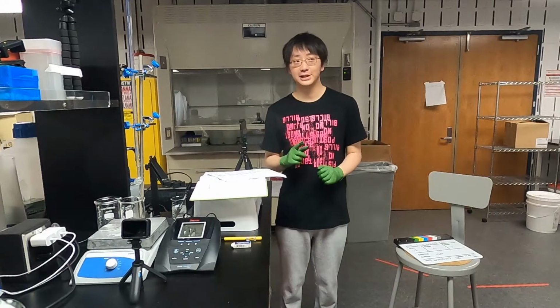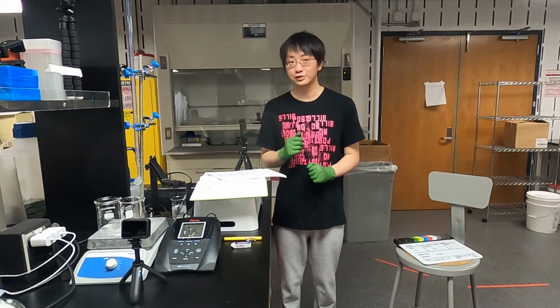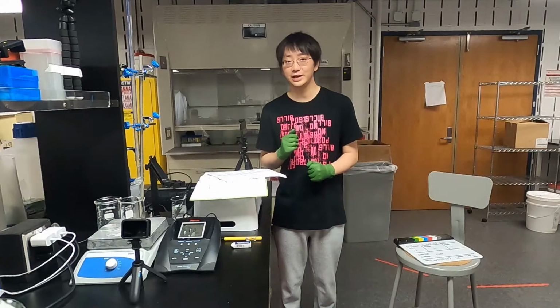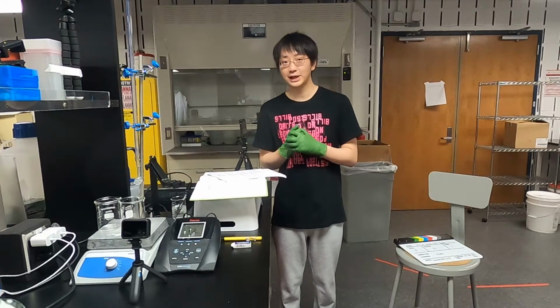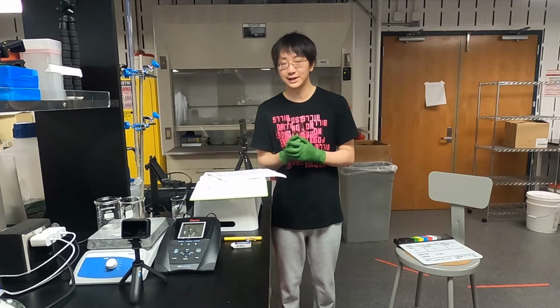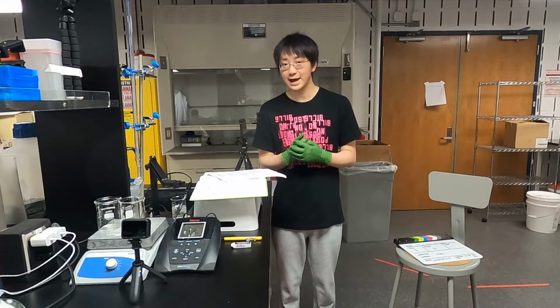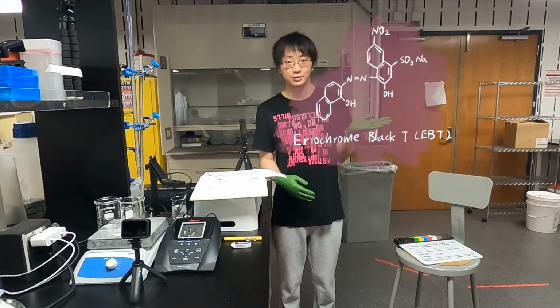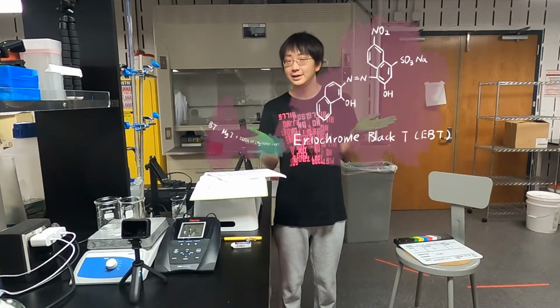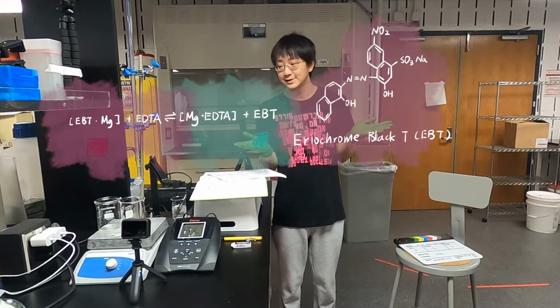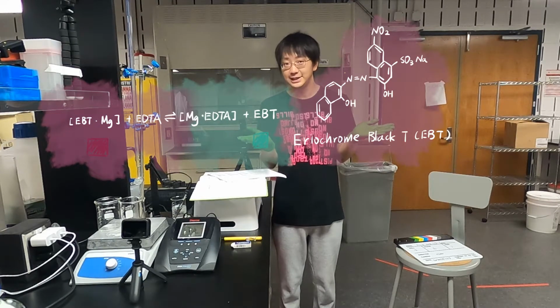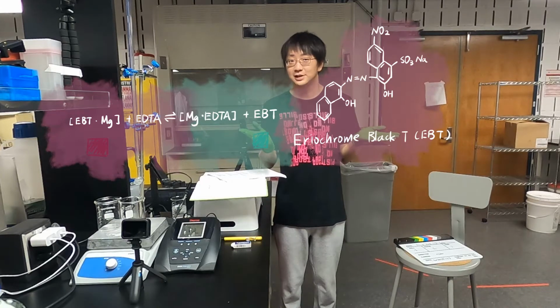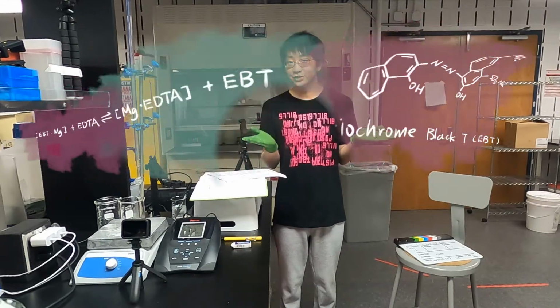Total hardness can be determined at pH equals 10 because at this pH, EDTA can form very stable complexes with the divalent cations. Here is the chemical structure of EBT, and here is a reaction. We can see that as we add more EDTA into the solution, the reaction goes to the right direction.